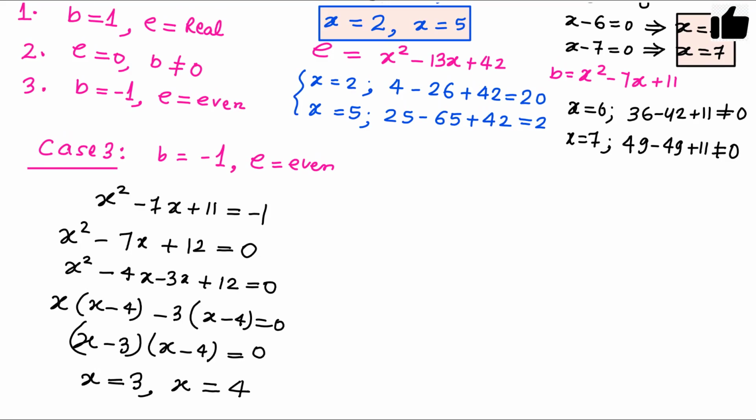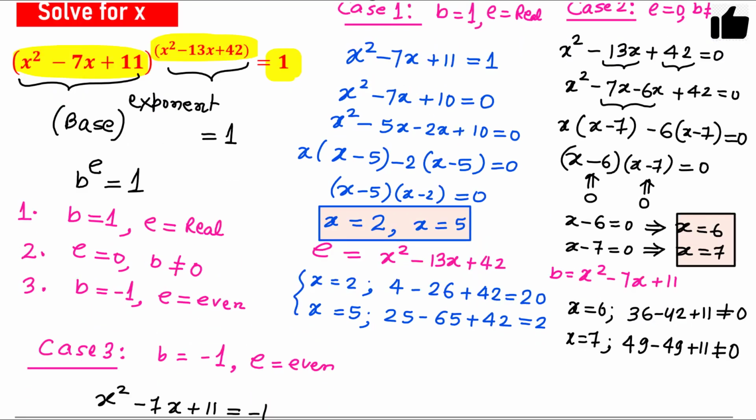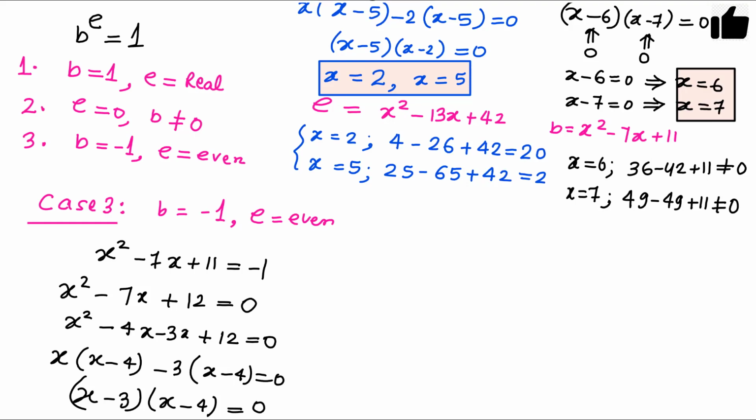Now you have to check whether, in this case, e is even or not. So what is your exponent? Your exponent is this term x square minus 13x plus 42. Let us check for x equals 3 whether this is even or not. So 3 into 3 is 9, minus 39 and plus 42. So this is equal to 12, and this is an even number.